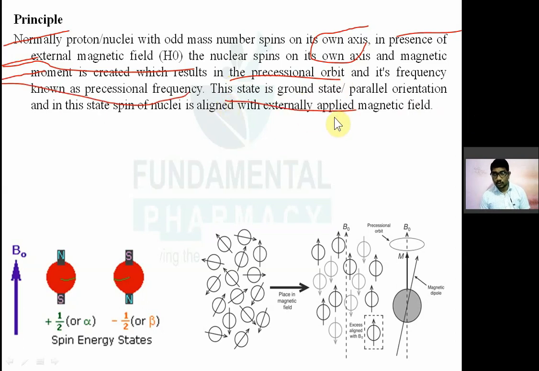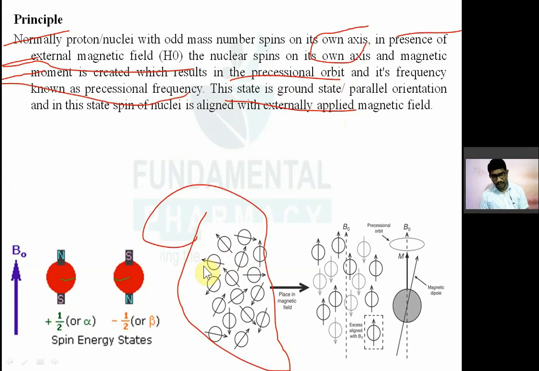Now if you keep a nuclei in an external magnetic field, normally what happens, for example you can see over here, in the molecule your nuclei will look like this. So they will have their random spinning. They will have an axis, axis of spin, okay, the line in the middle is the axis. So nuclei will spin along the axis normally, but they are spinning randomly.